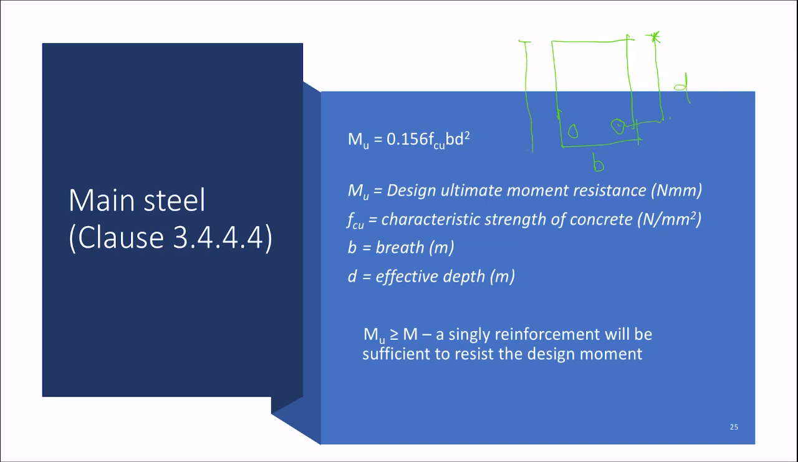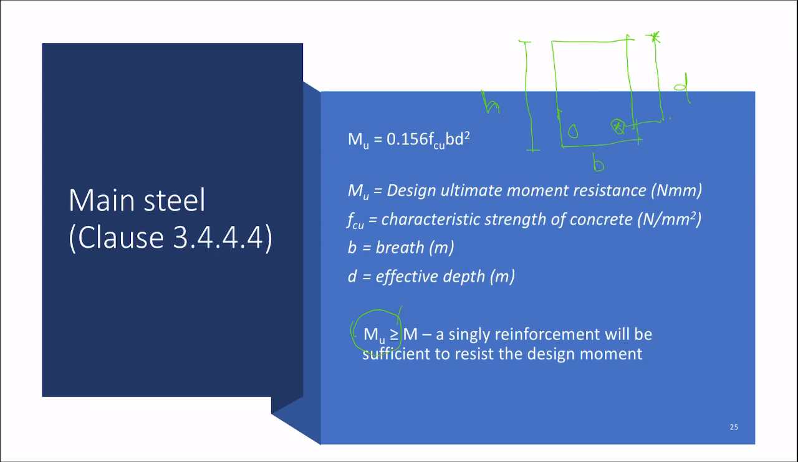Berbeza dengan depth. Okay, total height ataupun depth, call it as H. Okay, tapi effective depth dia sampai center of the steel bar. That is effective depth. Okay, beza dengan H. Okay, we must make sure that the MU must be bigger or equal to M, which means that it is a singly reinforced concrete beam. So MU ni sebenarnya adalah maximum. Okay, sebab nama dia pun design ultimate moment resistant.